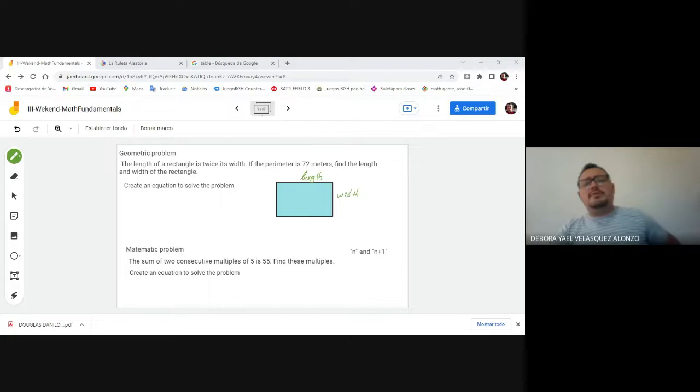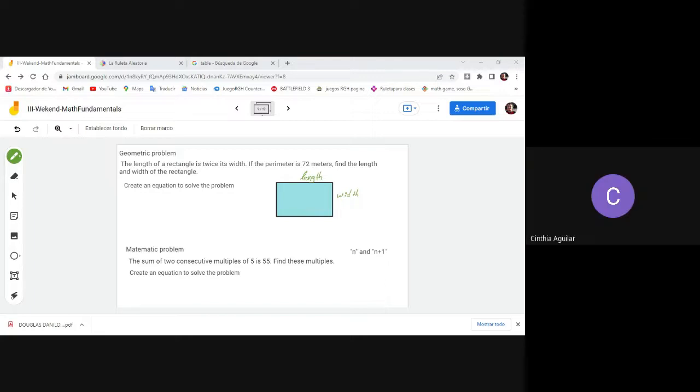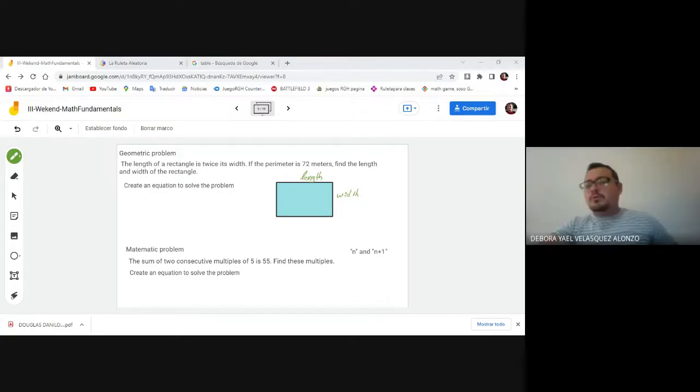Now, what do we know about the length? What do we know about the width? Do we know the measurement of the length and the width? No. That is what we want to know. But we know something about the length. The length is twice the width. Let's make a supposition. Suppose the width is 10. What will be the length if the width is 10? 20. It has to be 20, yes, because it's the double.